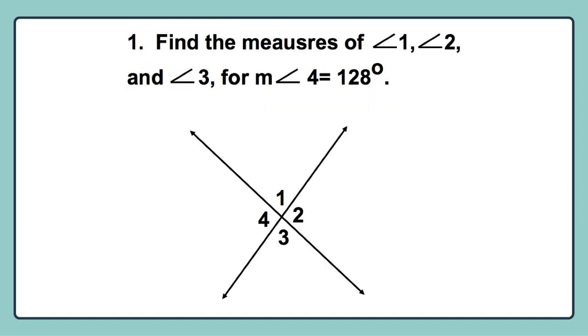We're going to practice some vertical angle practice. Since they don't add up to 90, they don't add up to 180, they're equal to each other. We got a whole bunch of different ideas that we can use here. It says to find the measures of angles 1, 2, and 3. But the only thing they've told us is that angle 4 is 128 degrees.